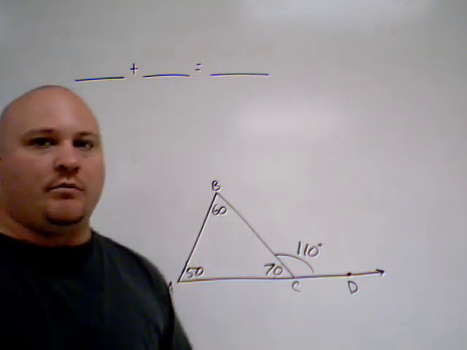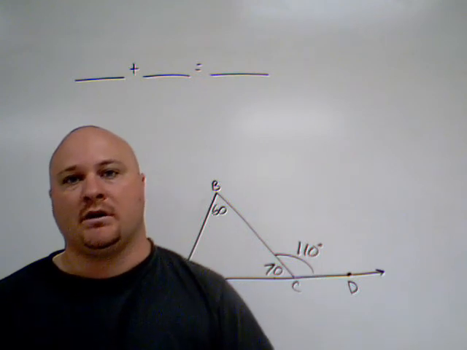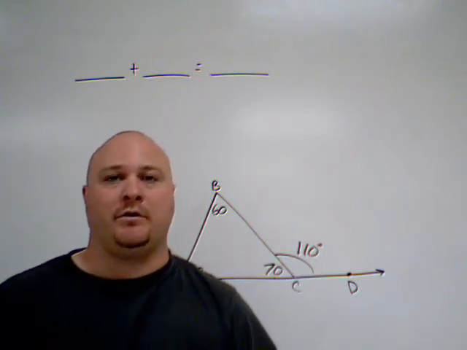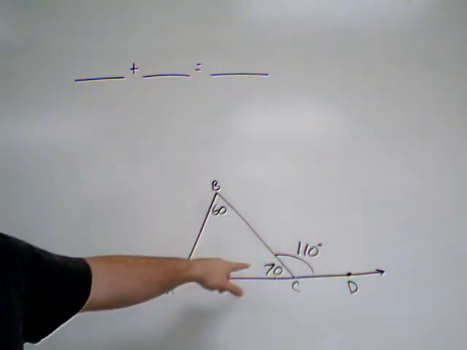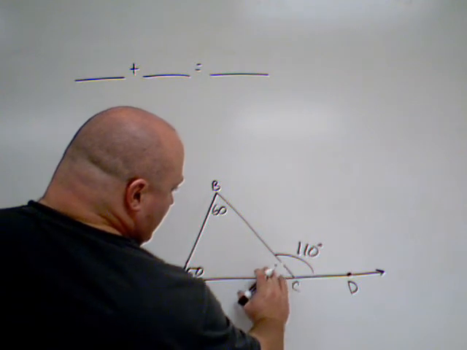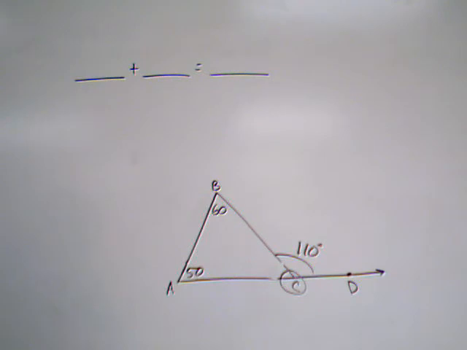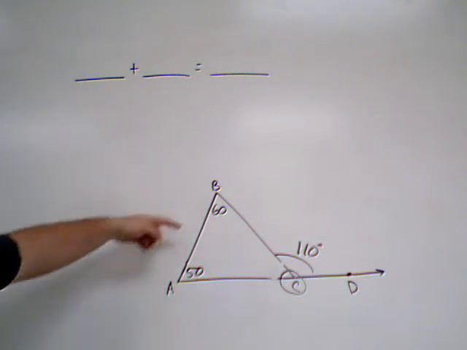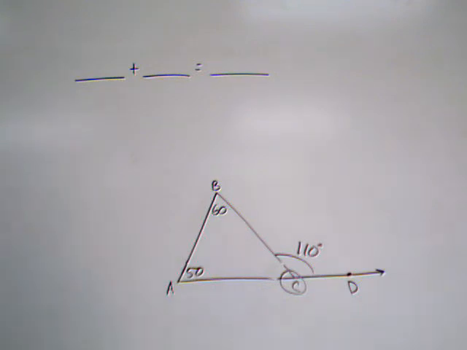Now, why do we call them remote interior angles? Well, the word remote means far away. It's where we get remote control from. You can control your TV from far away. And interior, of course, is inside the triangle. So, since we're talking about this exterior angle out here, the local angle is there at C. So we don't want that one. We want the ones that are far away. We want B and A. And that's what we have here.